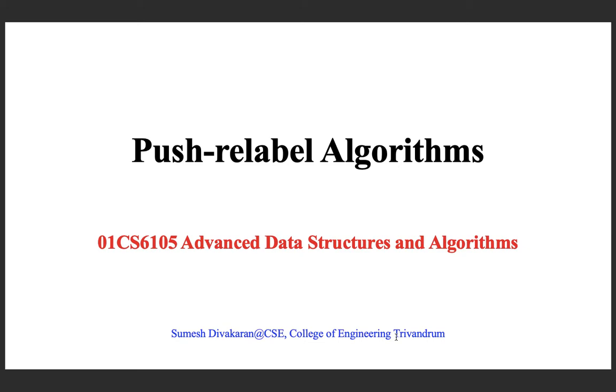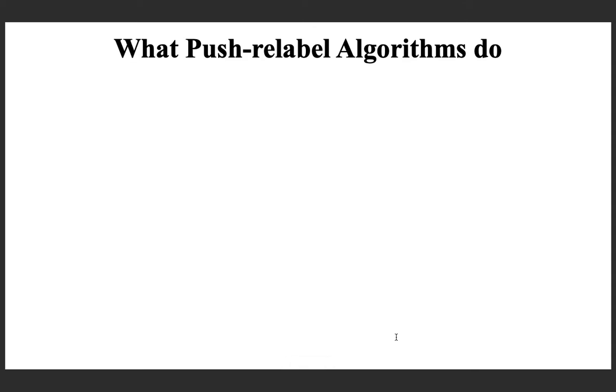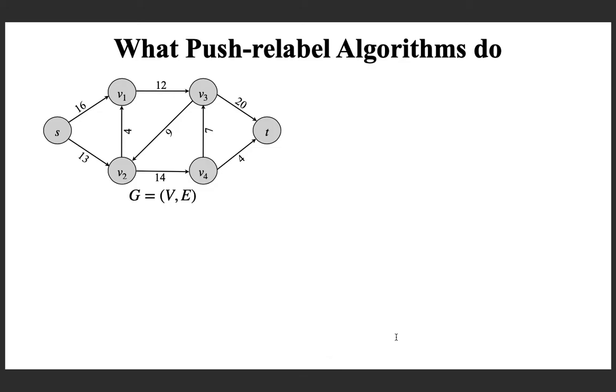Push relabel algorithms for max flow. What do push relabel algorithms do? We can try to understand what basically they are doing. Consider a flow network. So given a flow network like this, there is no flow, so you can say that all the flows are zeros. Note that all these labels represent capacities of conduits.